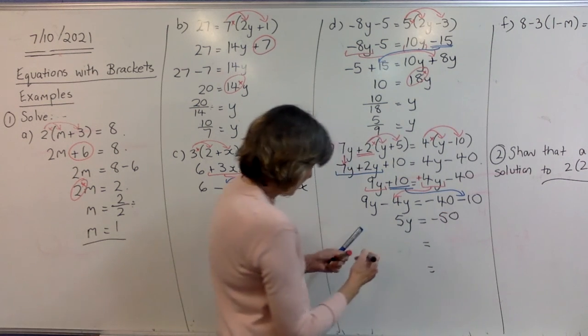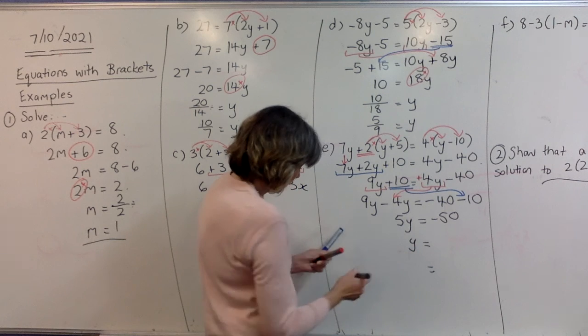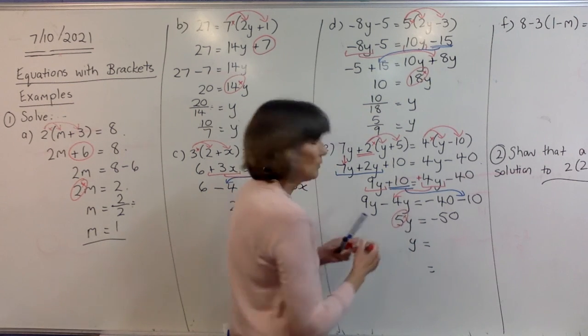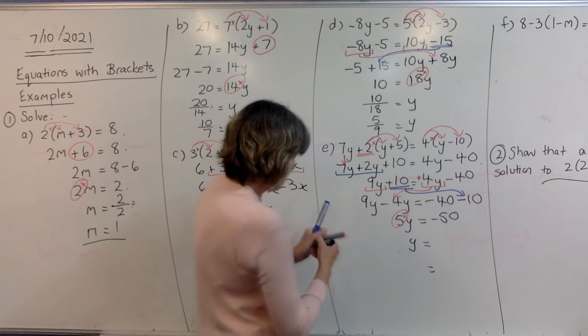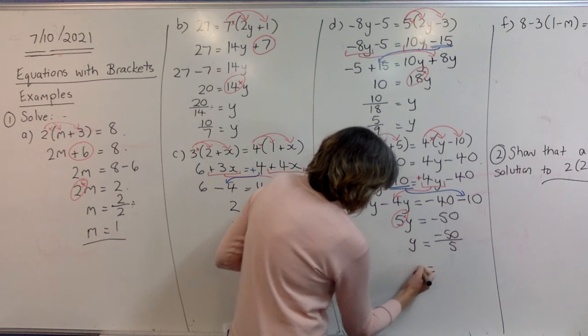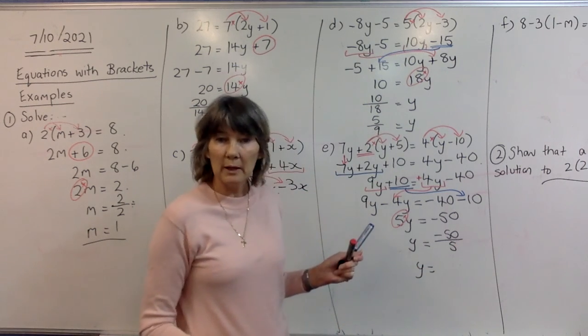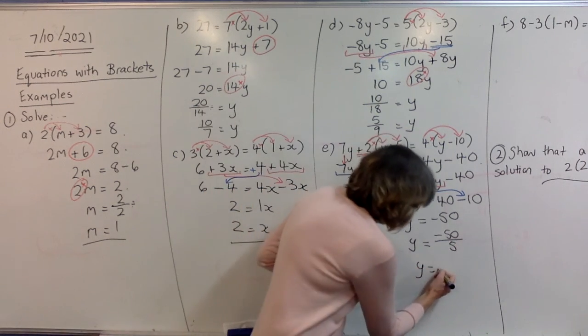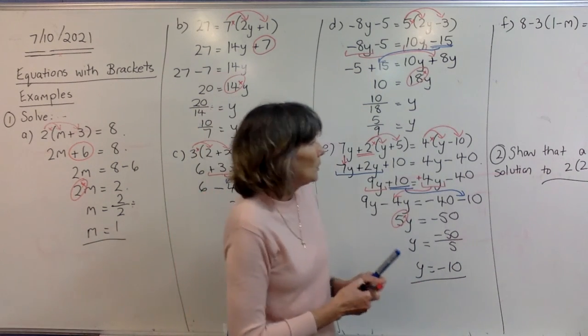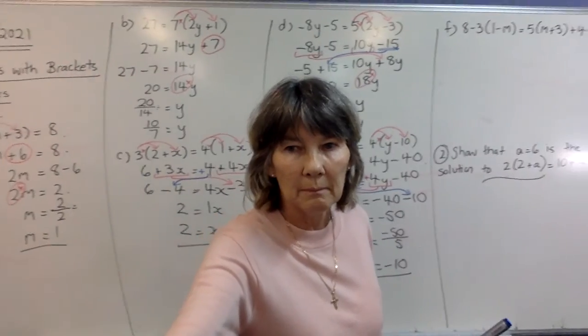Two more lines to go. So we want to get the y by itself now. That means we're getting rid of the times 5. So we go to the other side, copy down what we have, and divide by 5. Now, if you put that in your fraction key on your calculator, it will give you minus 10, and you're finished. All right, a few more questions yet.